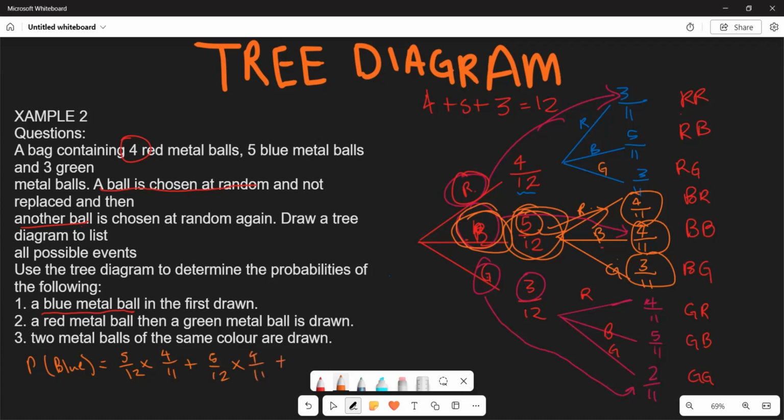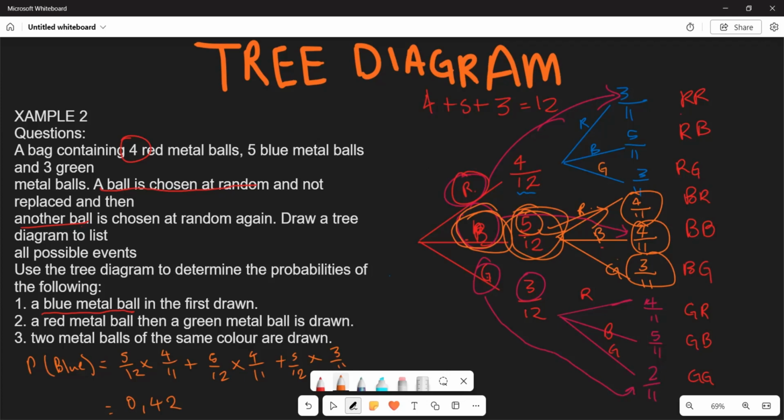Plus the last one is going to be the same again: 5 over 12 multiplied again by 3 over 11. Altogether, because all of these represent the probability of blue. And when you add this correctly, the answer that you're going to get is 0.42 altogether. So this is the probability of blue, right? Now let's look at the second one.